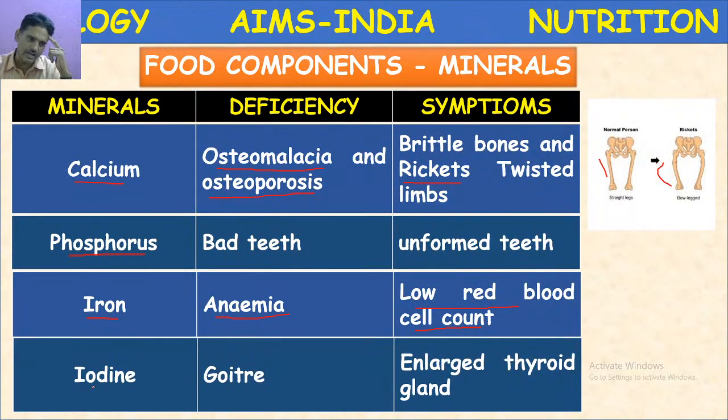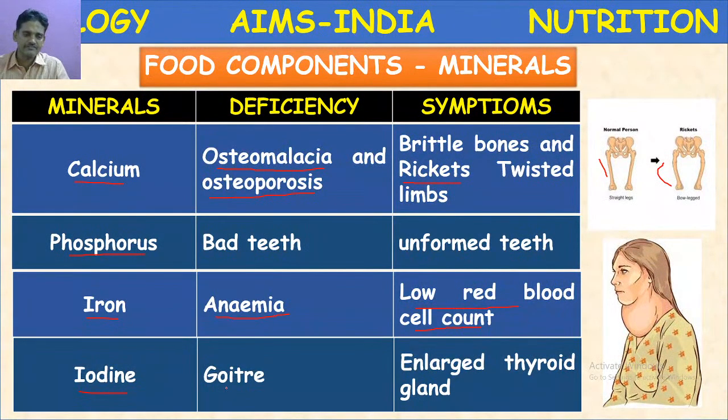Iodine is another important mineral nutrient. Its deficiency causes goiter disease. Actually, what is the function of iodine? Iodine regulates the thyroid gland, which is present in the neck region. Its deficiency leads to enlargement of the thyroid gland. See here in the picture, the thyroid gland region is bulged out, enlarged. It's not normal. Because iodine is not available, it leads to the enlargement of the thyroid gland.